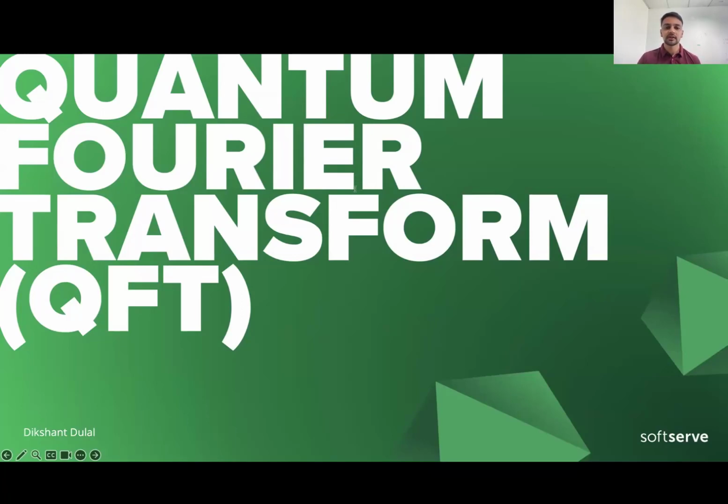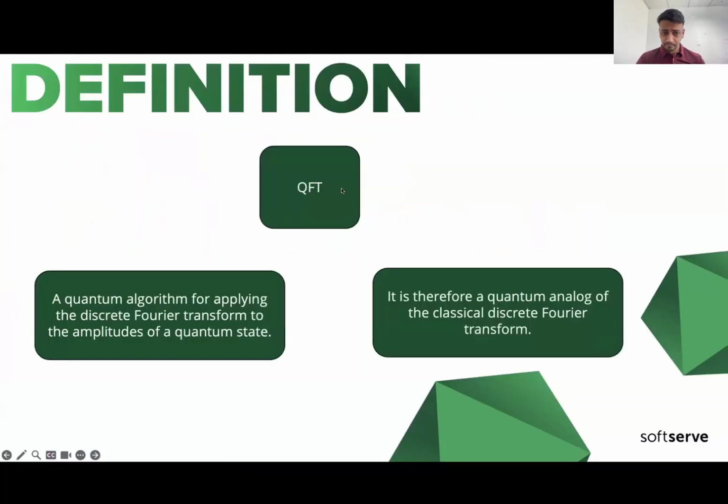If you haven't heard of the Fourier transform before, I would highly recommend you check it out online. But because this is a lecture on the quantum version of the Fourier transform, I'll just jump directly into what it's all about. So QFT, as I said, is a quantum algorithm for applying the discrete Fourier transform to the amplitudes of a quantum state. So Fourier transform, right?